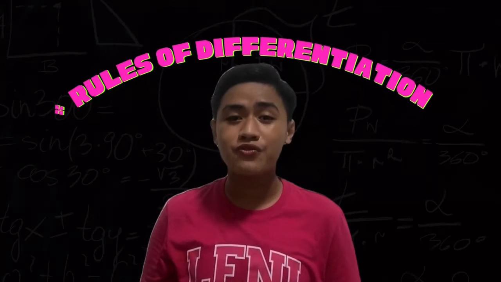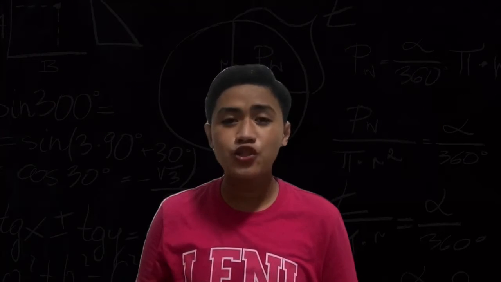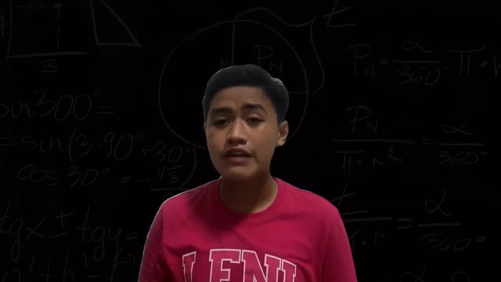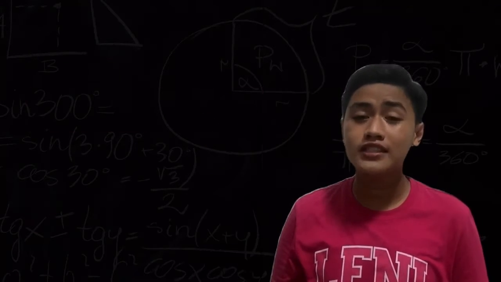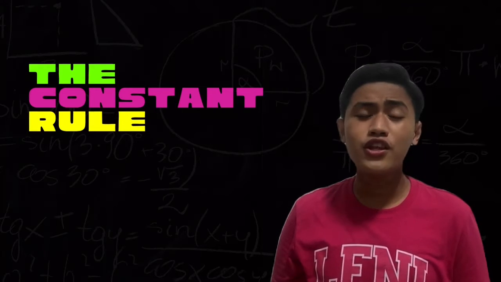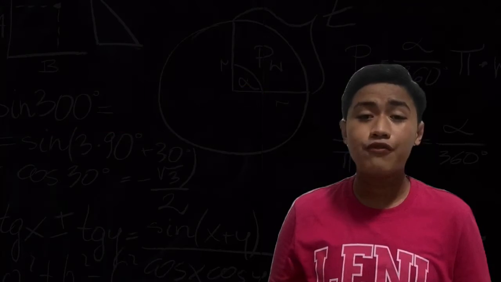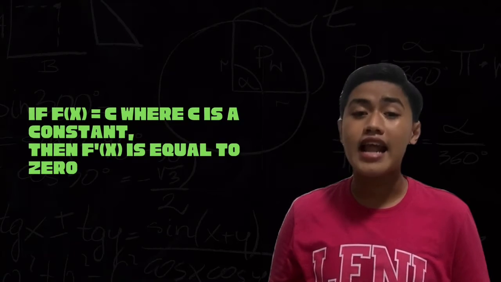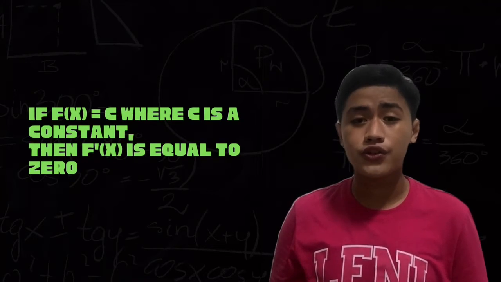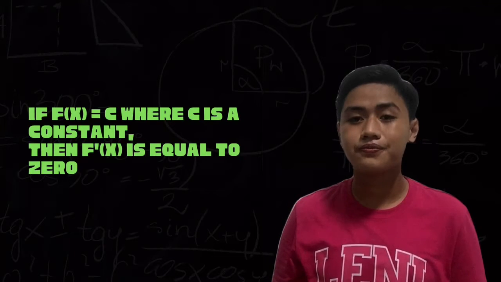So, what are the rules of differentiation? These are actually the rules for computing the derivative of a function in calculus. First, we have the constant rule. What do you think this is? If f of x is equal to c, where c is a constant, then f prime of x is equal to 0, or the derivative of a constant is equal to 0.